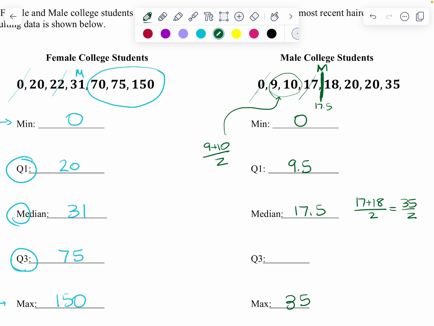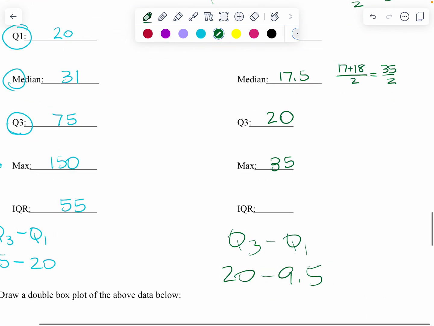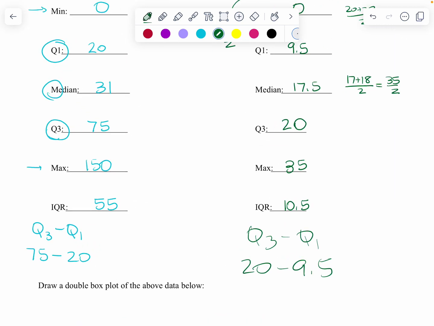Same thing for Q3. Find the middle of the top. So 18 and 35 cross out. 20 and 20. Well, you can do the same thing. 20 plus 20 divided by 2. 40 divided by 2 is 20, which makes sense because the middle of 20 and 20 can't be anything other than 20. So IQR, I forgot about it, I guess. Again, same thing, subtract the Q's. We've got 20 minus 9.5. So 20 minus 10 is 10, 10.5. There we go. Okay. Brain calculator, whatever.